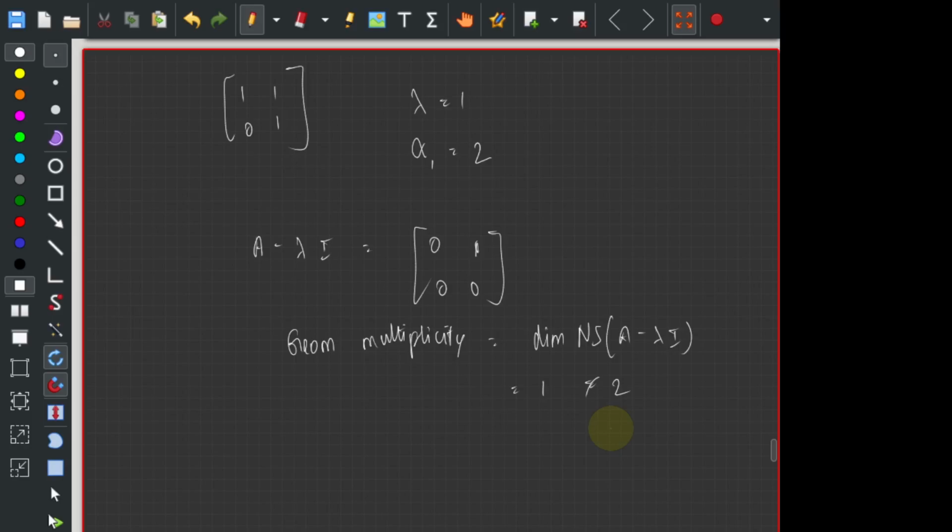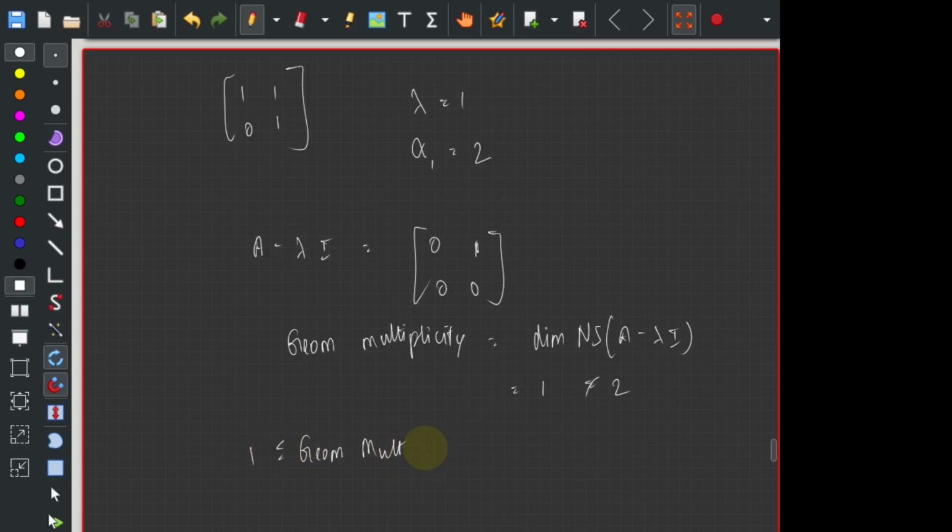Because the determinant of A minus lambda is 0. It can't be an invertible matrix. Correct. So the null space should have at least one non-zero vector. It has dimension at least 1. So the geometric multiplicity is greater than or equal to 1.